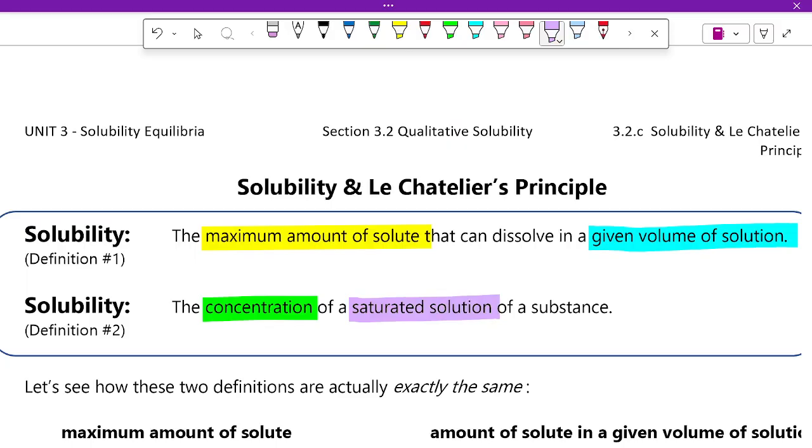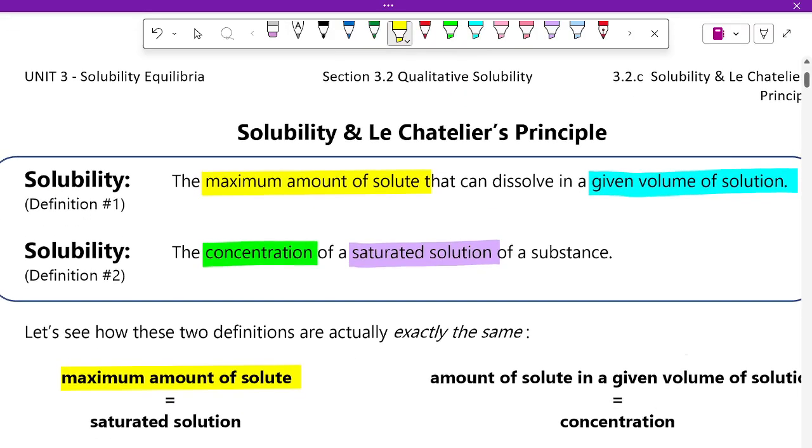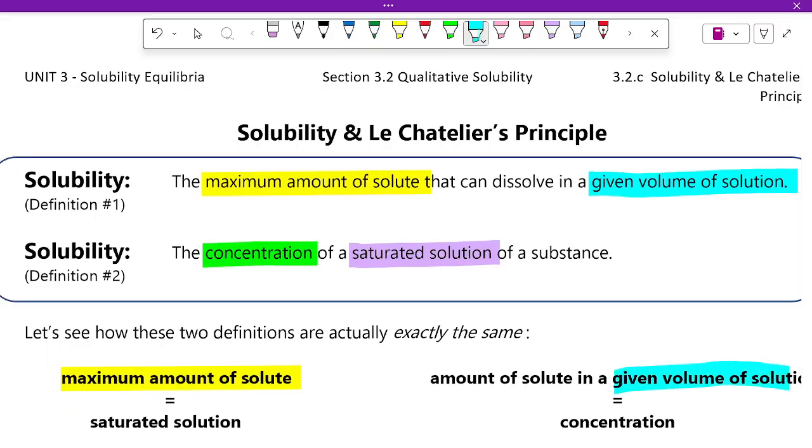These 2 definitions mean exactly the same thing, because if we take the maximum amount of solute and we put it in a given volume of solution, what color do we get if we mix yellow and blue? Maximum amount in a given volume is the concentration.